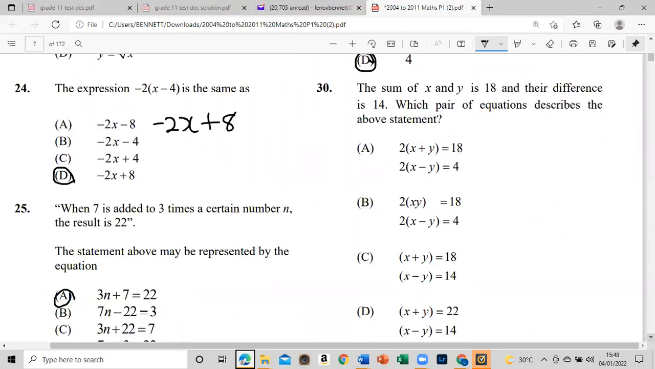The sum of x and y is 18 and the difference is 14. Which pair of numbers describes the above statement? So x plus y is 18, x minus y is 14. So x plus y is equal to 18, x minus y is 14.